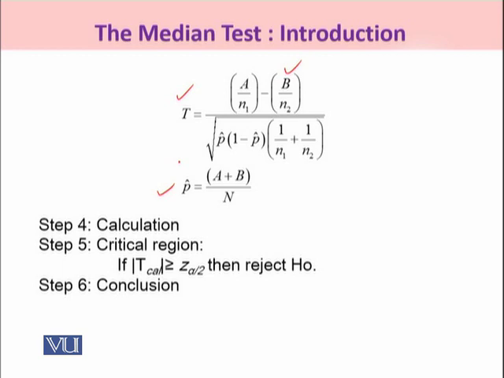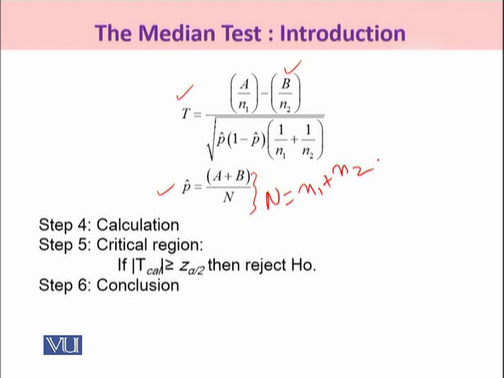इसको कैलकुलेट करने के लिए आप फॉर्मूला यूज करेंगे A plus B divided by N, where A is the total number of values that fall above the median for sample 1, B are the total number of values that fall above the median for sample 2, capital N is the sum of N1 plus N2. जब आप दो सैंपल्स को ऐड करते हैं सैंपल साइजेस को तो आपको कैपिटल N मिलता है. स्टेप 4, the calculation based on this T test statistic. Step number 5 is critical region.